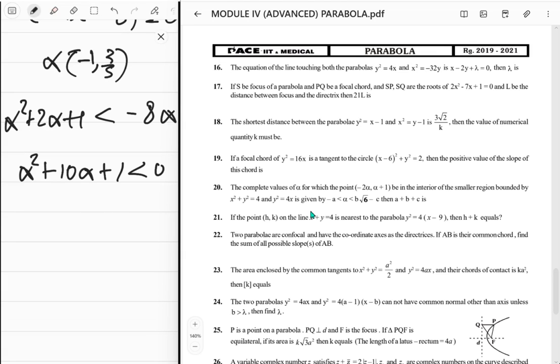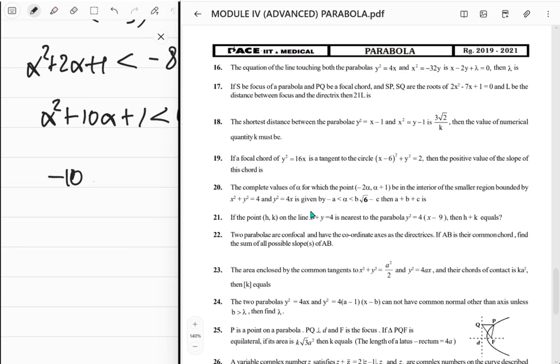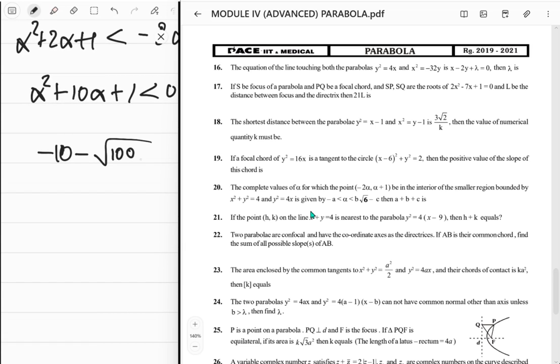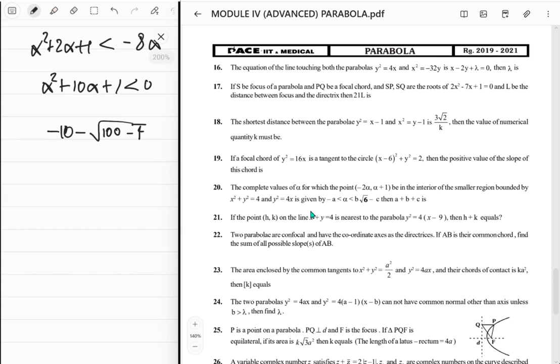So at negative 5, you will get the minimum value, right? What are the roots of this? Oh God, it's less than 0, so it should be between the roots. Just figure out the smaller root, so minus 10 plus square root of b square minus 4ac. Oh, it's going to be really large. 100 minus 4 is minus 4. Okay, all of that upon 2.